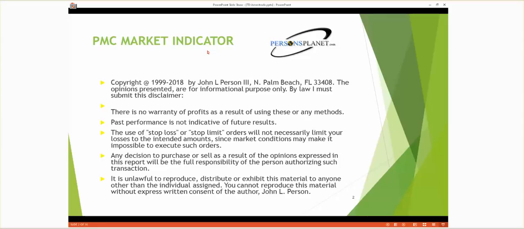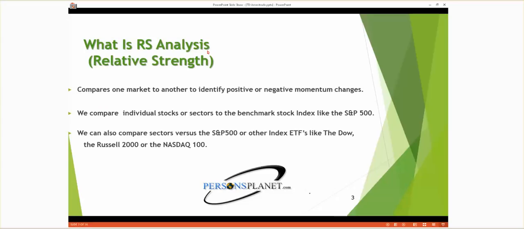So, now that we've gotten that out of the way, what is the Person's Market Catcher? PMC stands for Person's Market Catcher. What does it do? What is it based on? It's based on relative strength analysis and not Welles Wilder's RSI indicator. It compares one market's performance to another to help identify positive or negative momentum changes in terms of percent. I like to use this to compare an individual stock or a sector to the benchmark stock index like the S&P 500.